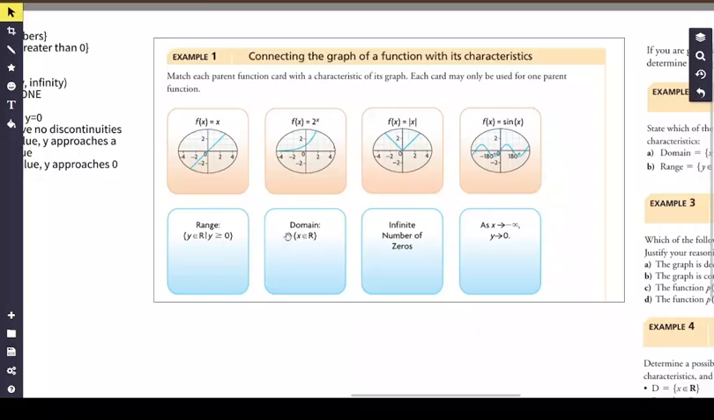X is all real numbers. We look at all of these graphs and realize, hey, wait a minute. Every one of these graphs has this exact domain.